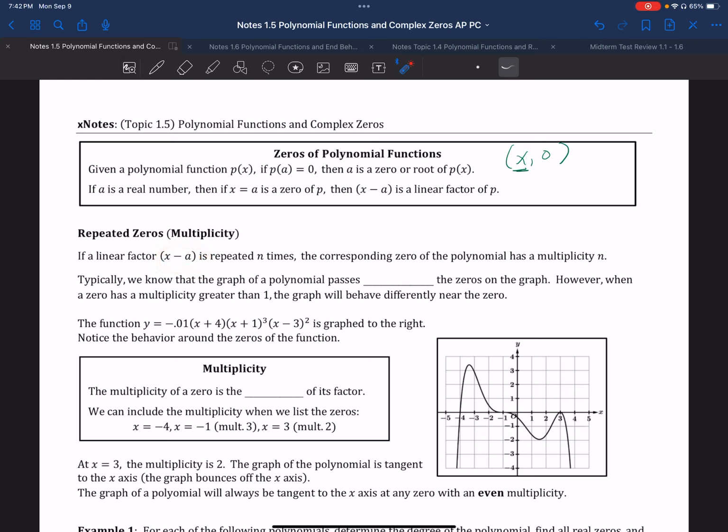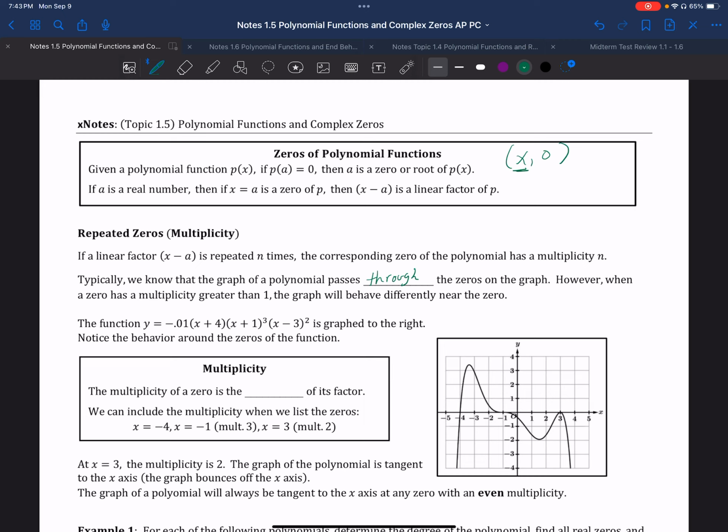So typically, we know that the graph of a polynomial passes through the zeros of the graph. So we usually think of that crossing. However, we're going to look at zeros that have a multiplicity greater than 1, and then the graph will behave differently when you have that situation. So here we have our first example.